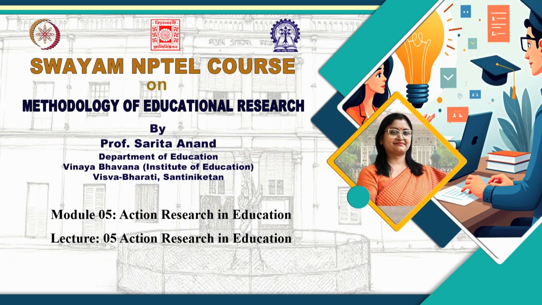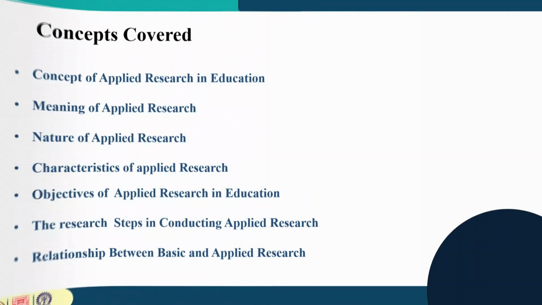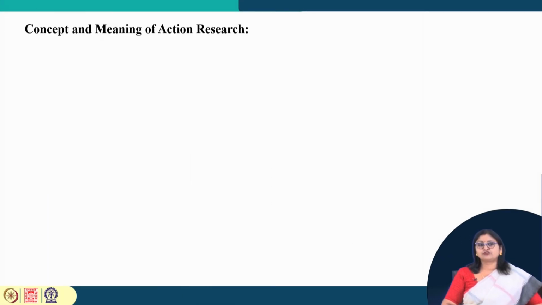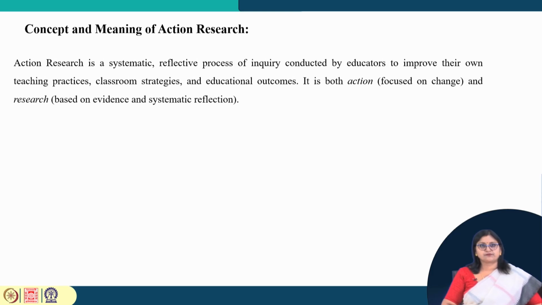Before going to lecture 5, we will see the concepts covered. Concepts of applied research in education are already covered: meaning of applied research, nature, characteristics, objectives, and the research steps for conducting applied research, and also the relationship between basic and applied research have been already discussed. Now we will talk about the concept and meaning of action research.